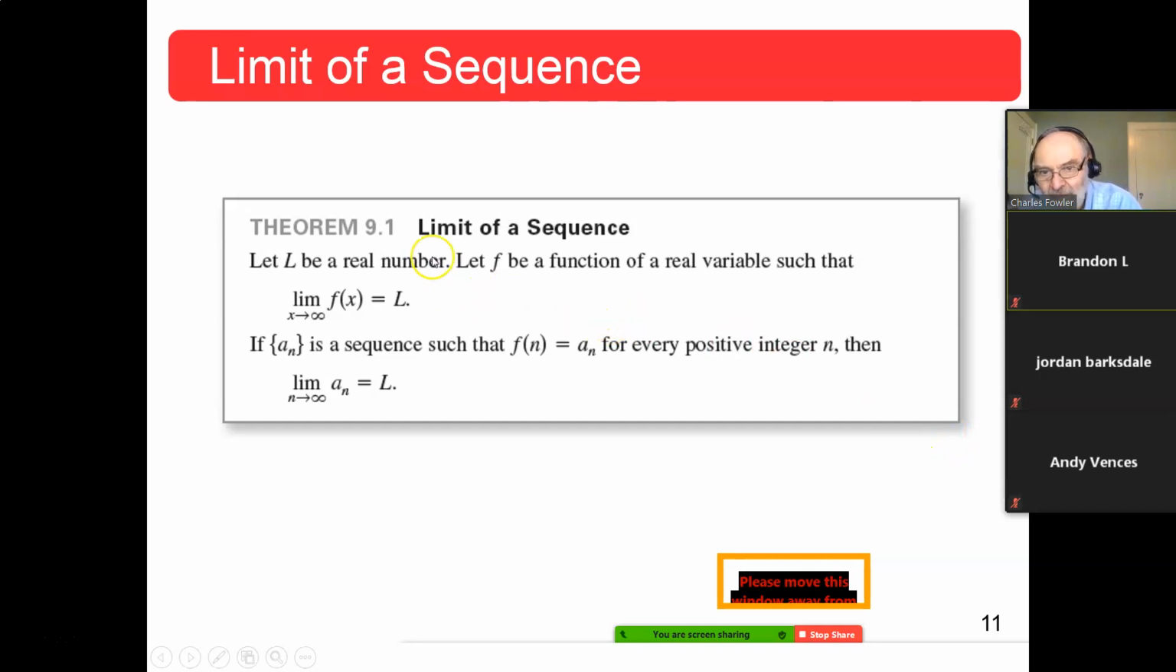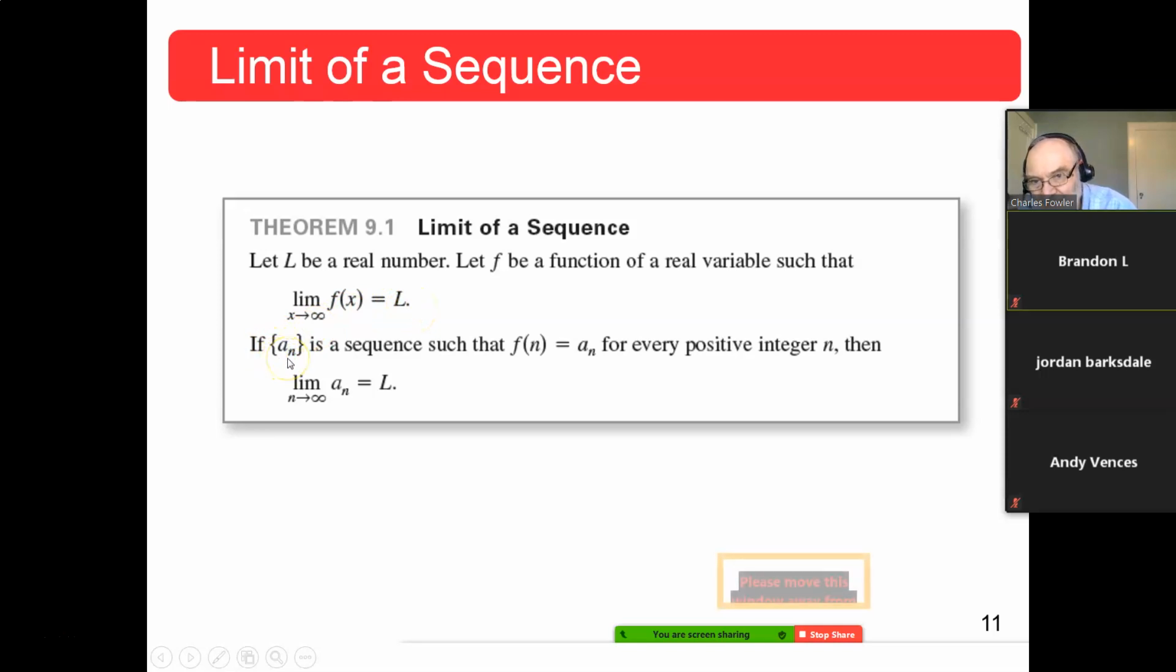Let L be a real number. Let f be a function of a real variable such that as x goes to infinity, the limit of f of x is equal to L. Now, if you're paying close attention, this almost gets a little confusing to me, because before, when we were talking about sequences, we said that f is a function of positive integers only. But now they're saying let f be a function of a real variable, not positive integers, such that the limit as x goes to infinity of f of x is equal to L.